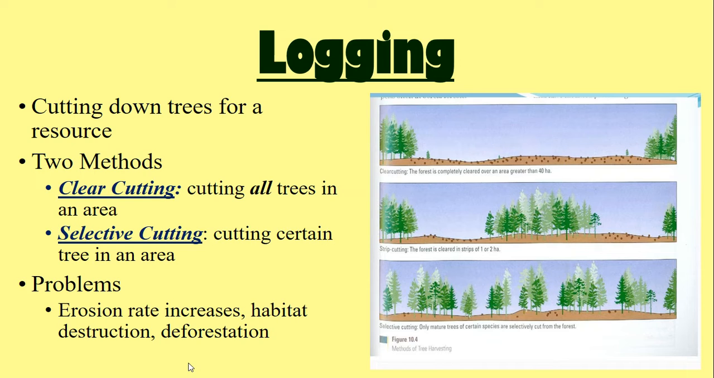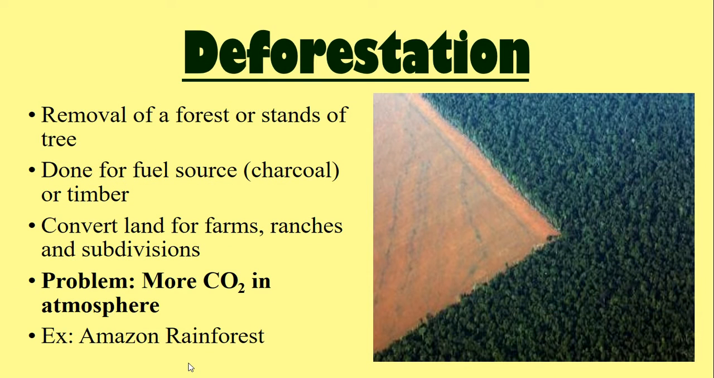Now, also, trees are really important in our lives because they are plants, and plants produce oxygen, and we need oxygen to breathe. Trees also take carbon dioxide out of the atmosphere. So without the trees, we could have more CO2 in the atmosphere. So deforestation, just a little bit about it, is the removal of forest or stands of trees. It's usually done for a source like timber or charcoal.